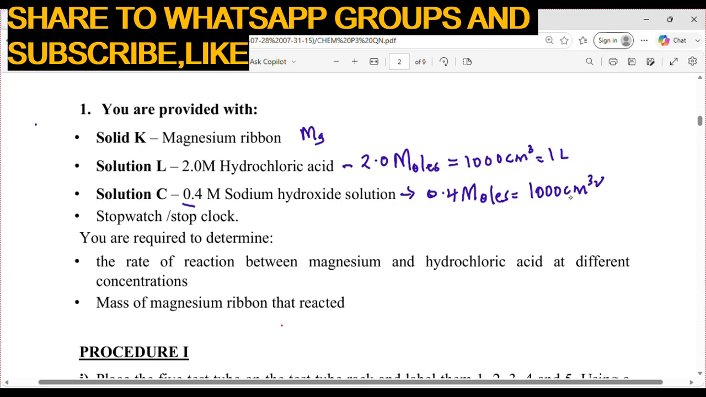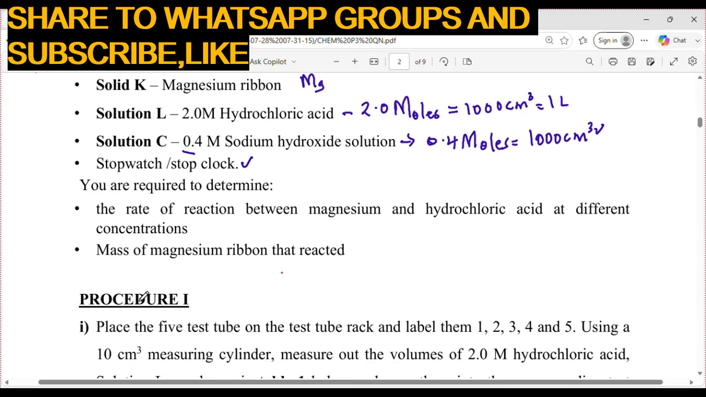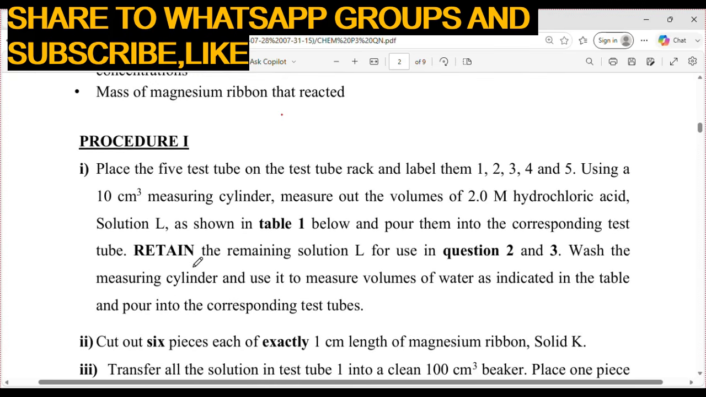That's what it means. You have been given the stopwatch. You are required to determine the rate of reaction between magnesium and HCl at the different concentrations, and the mass of the magnesium ribbon. So let's go through the procedure.